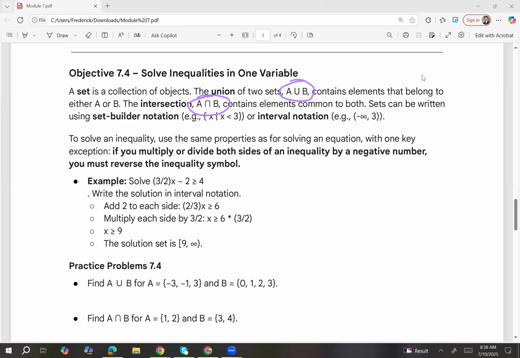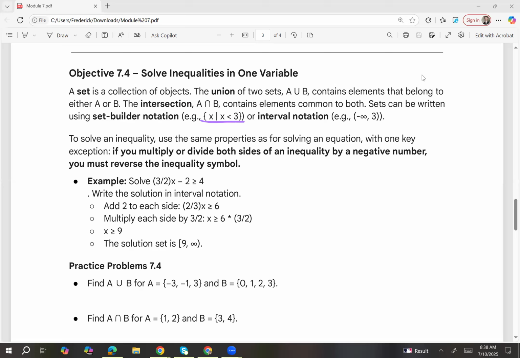They can also be expressed in various ways. Set builder notation, like you see here, is read x such that, is what that vertical part is, x is less than 3. So that set builder notation example is read x such that x is less than 3. So the set would include numbers like 2, 1, 0, -1, things coming down from 3.